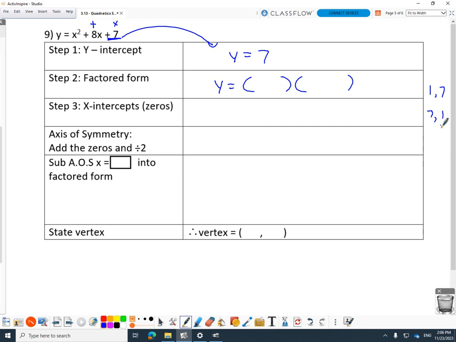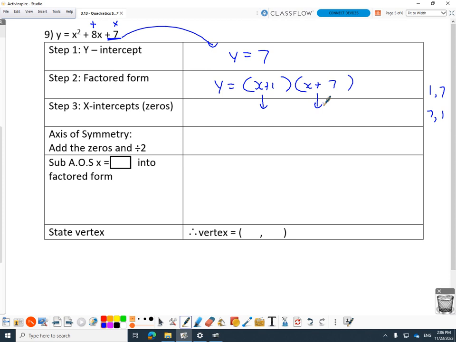Jackson? It's 1 and 7. Yes, 1 and 7 does work. So not every question is meant to be really tricky. It's just meant to go, do you know what you're looking for here? And there's only one combination of numbers that multiply to 7, and they happen to be the ones that add to 8. So, x-intercepts. I drew arrows right underneath, hopefully to be a trigger.